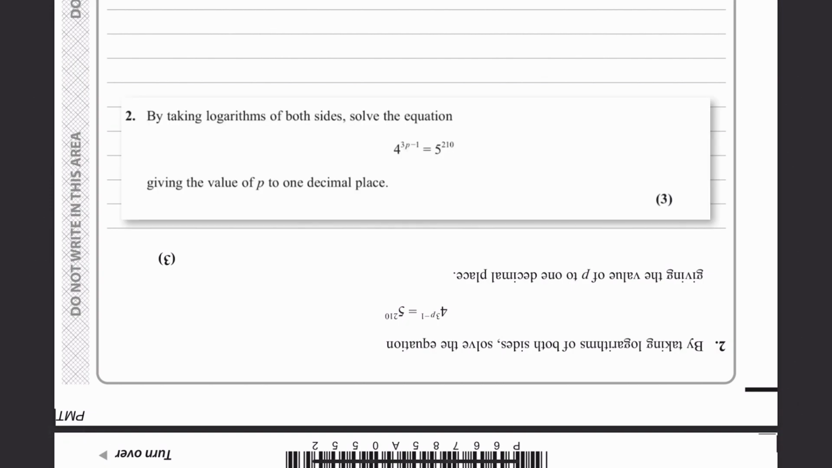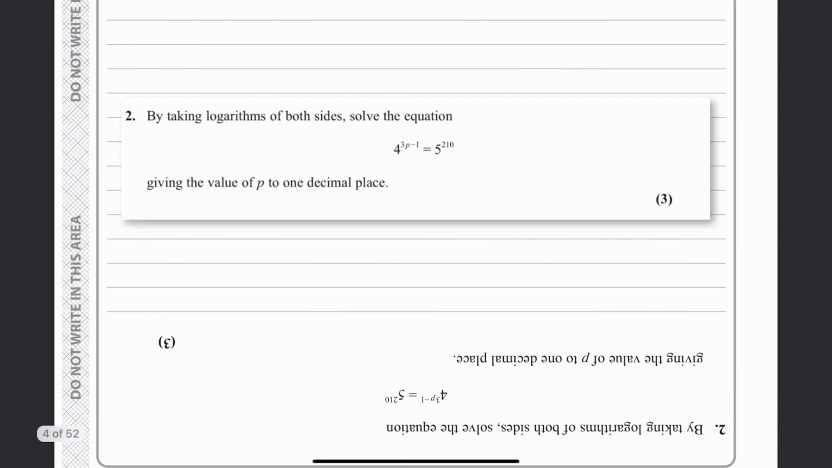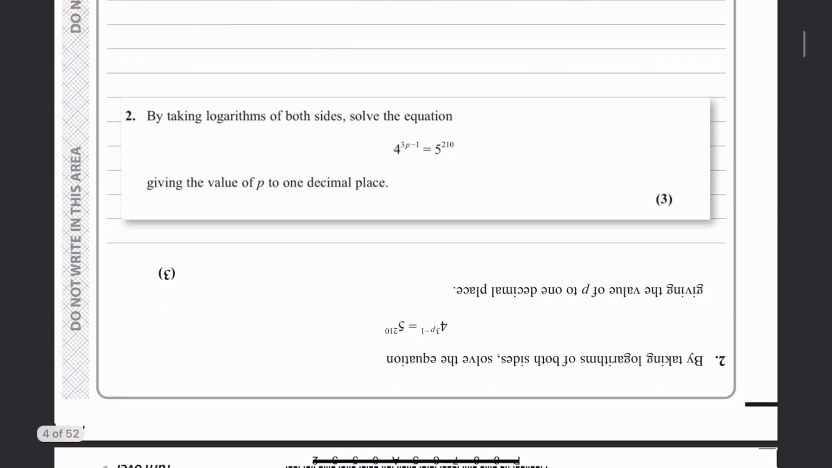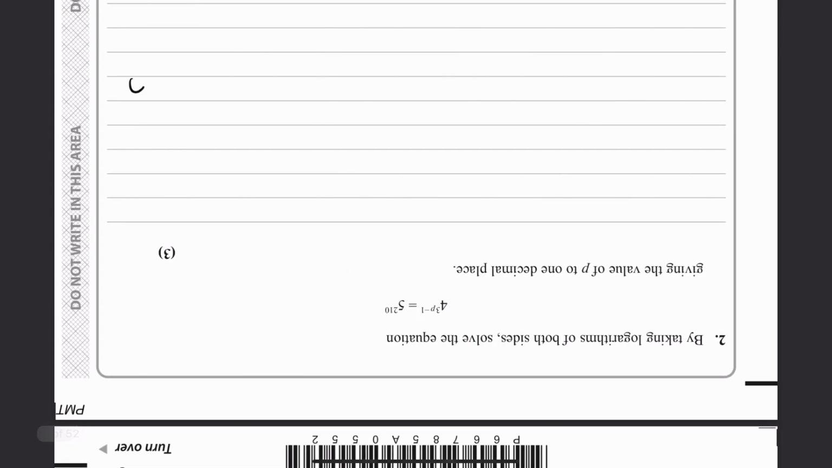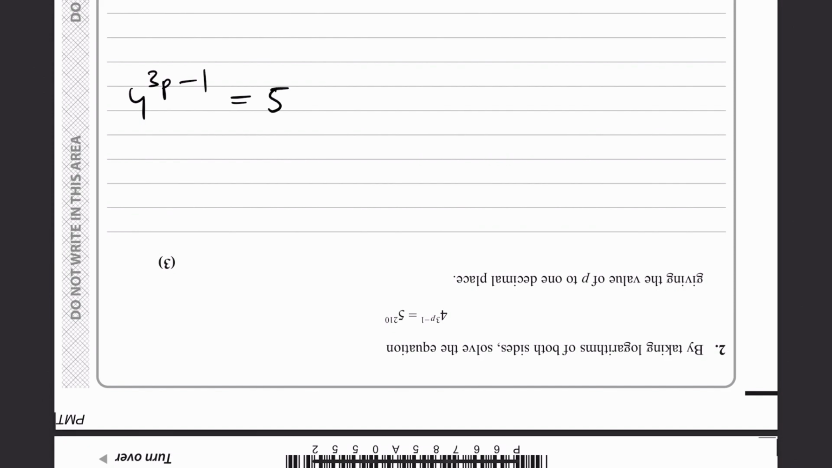By taking logarithms of both sides, solve the equation. Okay, a nice equation. So, what is this equation? 4 to the 3p minus 1 is equal to 5 to the 210. I think that's what it says. Okay, doesn't seem too hard, so we take logs of both sides.